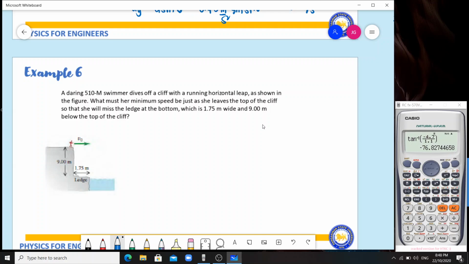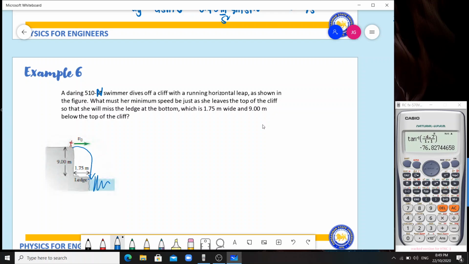A daring 510 Newton, okay, swimmer dives off a cliff with a running horizontal leap as shown in the figure. So, horizontal lang yung velocity niya. Wala siyang VOY. What must her minimum speed be just as she leaves the top of the cliff so that she will miss the ledge at the bottom? So, dapat hindi siya tatama dito, which is 1.75 meter wide and 9 meter below the top of the cliff. So, dapat pagtalon niya, sakto dito siya.